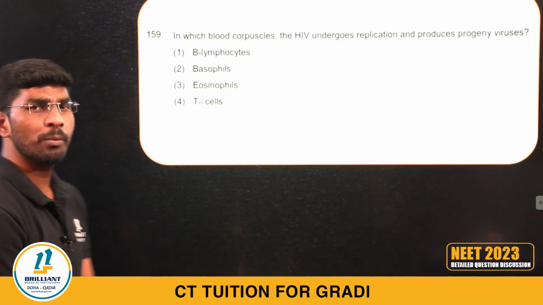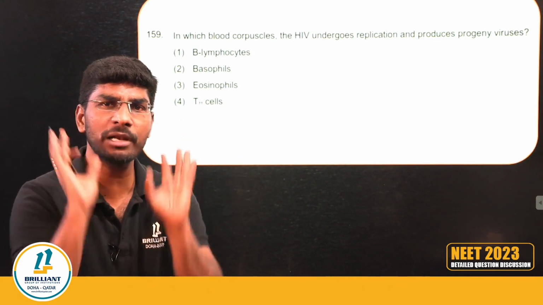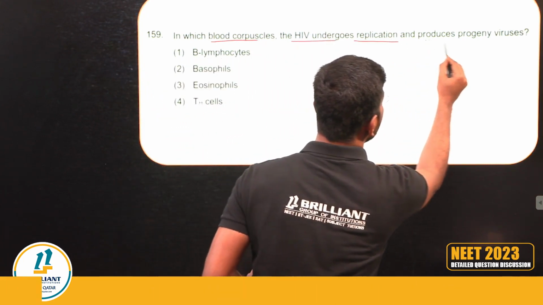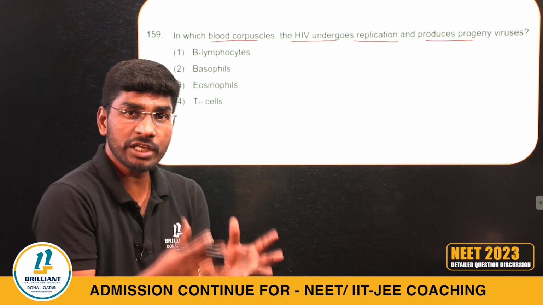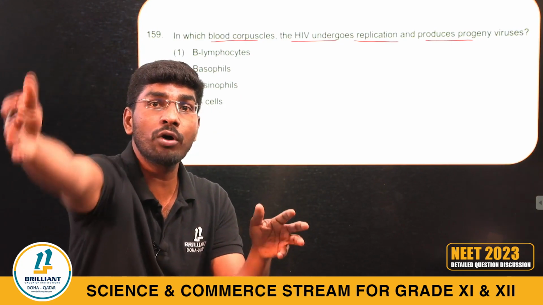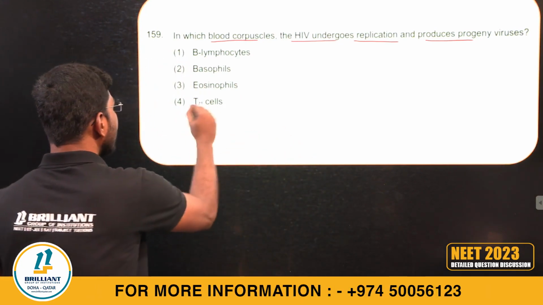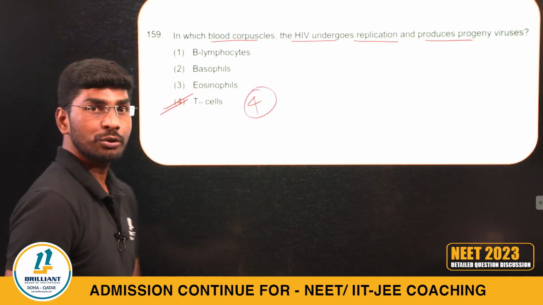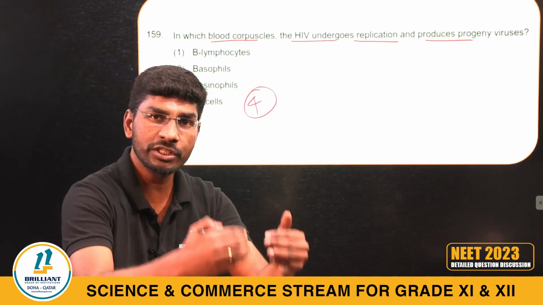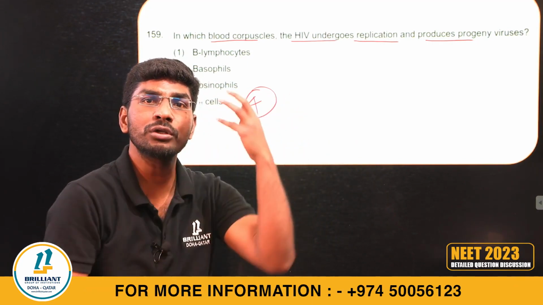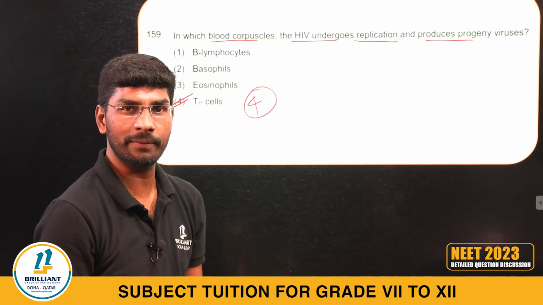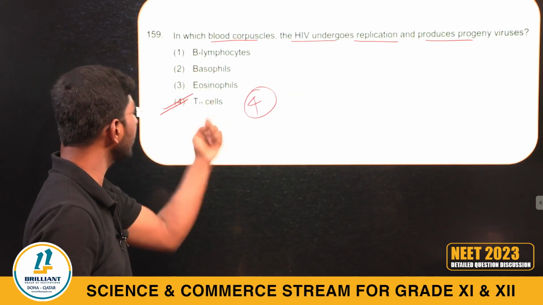159th question. Oh my God, this is also from the Human Health and Disease chapter. Simple question. In which blood corpuscle does HIV undergo replication and produce progeny? We have done this. HIV first infects macrophages, and from there it attacks TH cells. So the T helper lymphocyte number gradually decreases, the HIV number slowly increases, and the person loses acquired immunity. That is called the AIDS condition. So the right answer of 159 is TH cells.